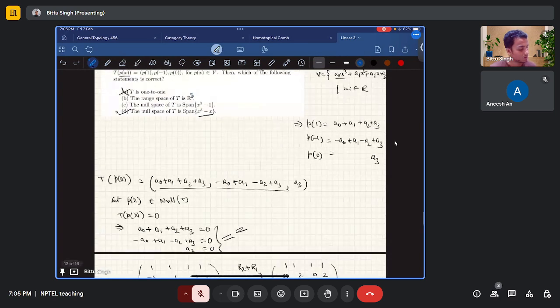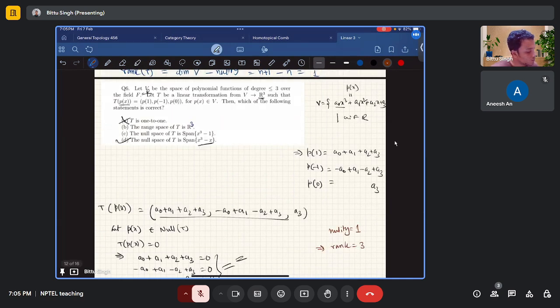Therefore, what is the dimension? Nullity 1. This will automatically imply rank should be the dimension of the domain, which is not 3 here, this is actually a 4 dimensional space, sorry, because it takes a0, a1, a2, a3, and those are linearly independent. So x cube, x square, x, 1, those are a basis of the polynomial space in this case. So rank should be the dimension of the vector space V minus nullity, which is 3.